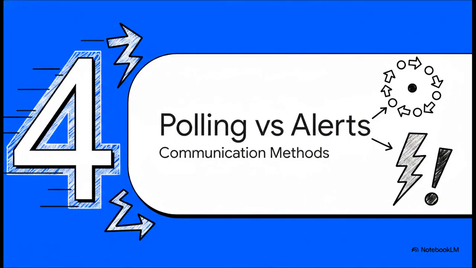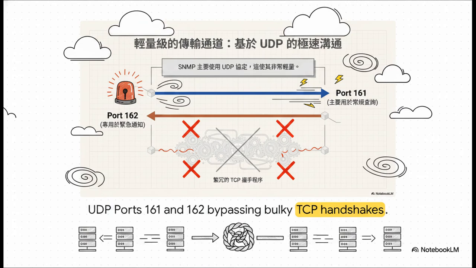Section 4. Polling versus emergency alerts. Now that we know who's talking and how they understand the data, let's shift over to the mechanisms actually powering this communication across the network. What's really fascinating here is how SNMP chooses to travel. See, most reliable web traffic uses TCP, which involves this heavy, tedious, 3-way handshake just to say hello.